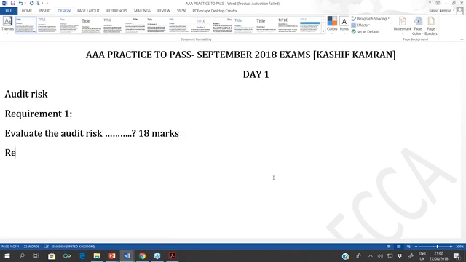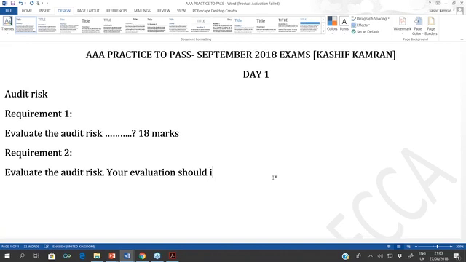Then there is a second requirement which often comes, which says: evaluate the audit risk. Your evaluation should utilize the analytical procedures. And the marks are again 18.